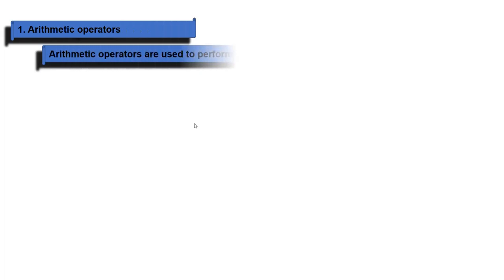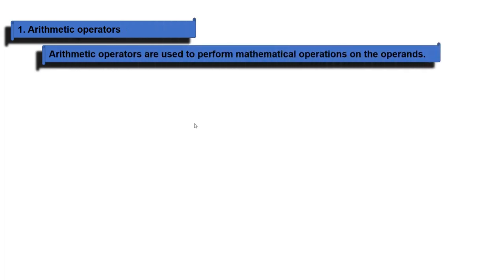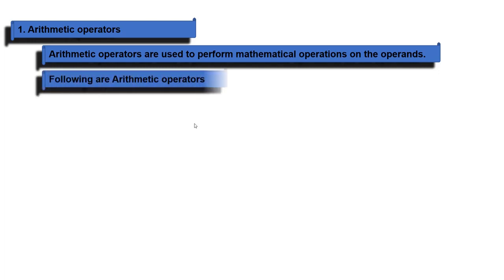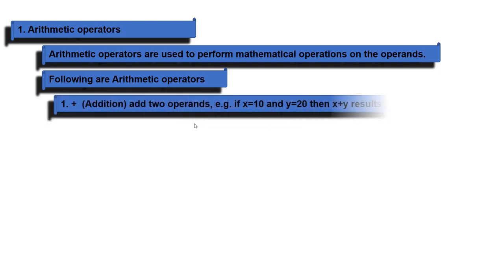Let's start with arithmetical operators. Arithmetical operators are symbols which are used to perform mathematical operations on the operands. Following are the mathematical operators. Addition. Now the plus symbol is used to add two operands. That means if x is equal to 10 and y is equal to 20, x plus y will result in 30.